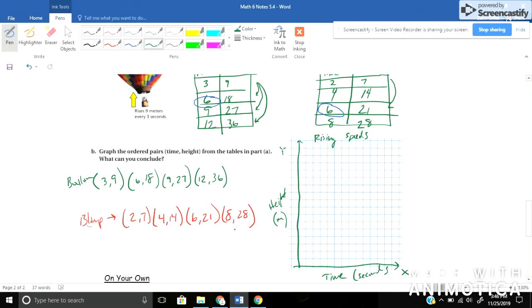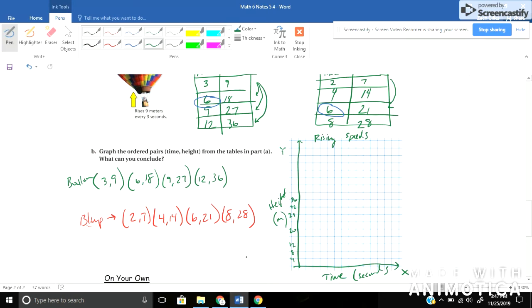So my balloon is 3. Oh, okay, I'm not going to be able to go by ones here. Look at my data. I don't want to be going up 36. So what's something that I feel comfortable going by? Well, my height, I guess I could go by 4s. Looks like my highest number is 36. So 4, 8, 12, 16, 20, 24, 28, 32, 36 would be right here.